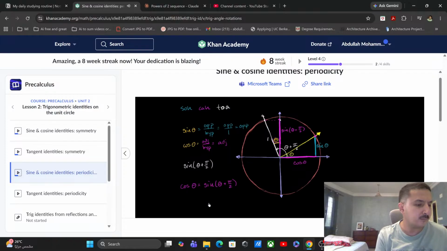So that was pretty neat. Just like that, we were able to come up with a pretty neat relationship between cosine and sine. The cosine of theta is equal to sine of theta plus pi over 2, or you could say sine of theta plus pi over 2 is equal to cosine of theta. Now, what I encourage you to do is, after this video, see if you can come up with other results. Think about what sine of theta really relates to, or what cosine of theta plus pi over 2 might relate to. So I encourage you to explore that on your own.